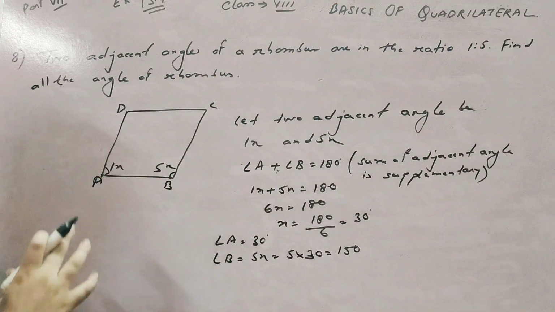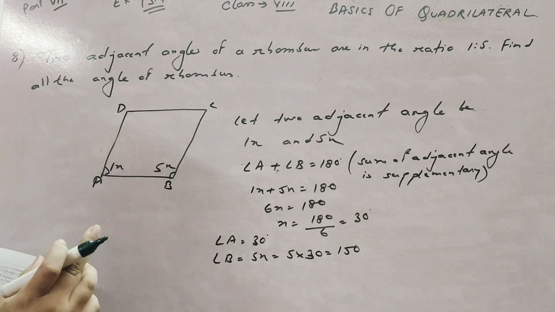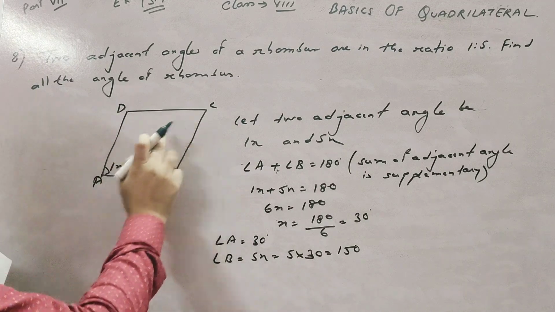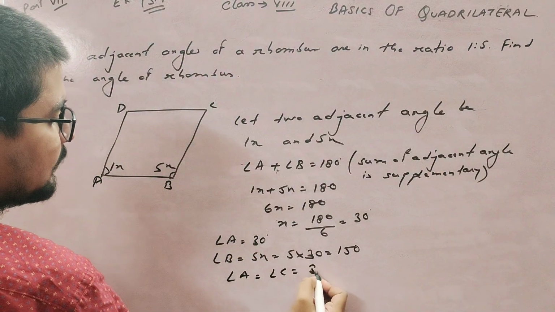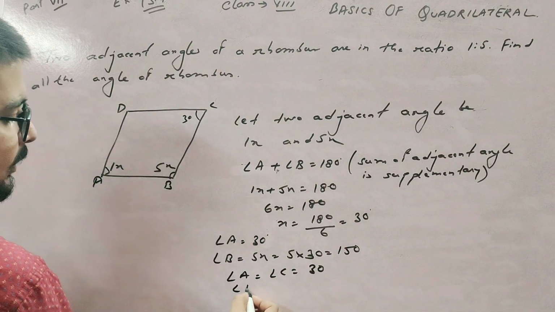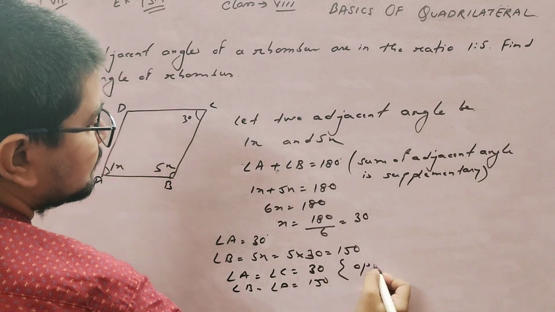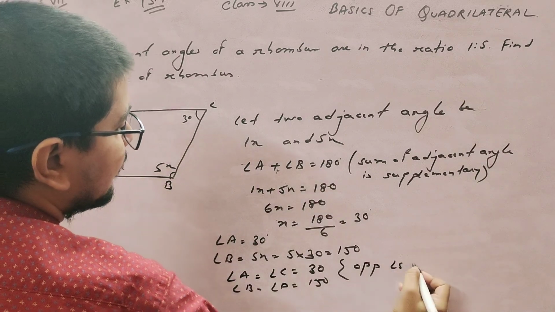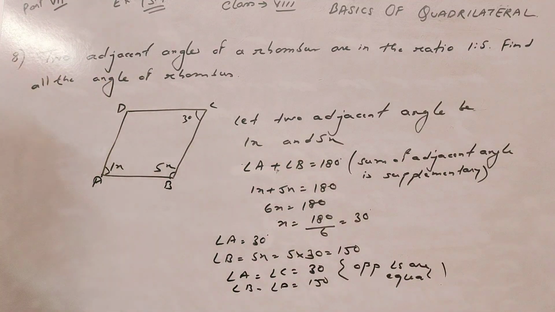We know that a rhombus has some additional features, but it also has the features of a parallelogram. Okay, so in a parallelogram opposite angles are equal. So angle A equals angle C equals 30 degrees. This one is also 30 degrees, and angle B equals angle D equals 150 degrees. Opposite angles are equal. Okay, note.